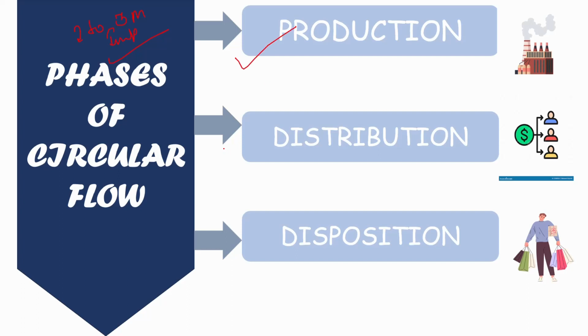First one is production, second is distribution, and third is disposition. Let us learn. So here you can see pictures over here. This is a factory being shown, this is something which is being distributed, and this is a person who has bought something. Okay, so the basic idea you can guess from these pictures also. Just pause this video and take a guess, what do the phases of circular flow mean, or what meaning do they convey. Okay, now let me put out in detail the meaning of these three phases of circular flow.